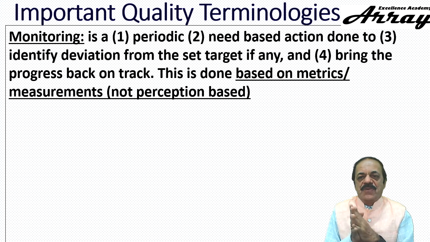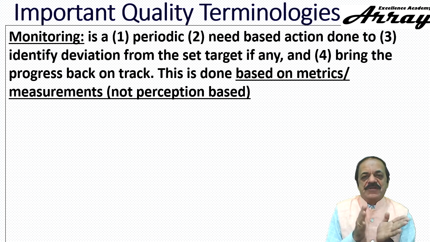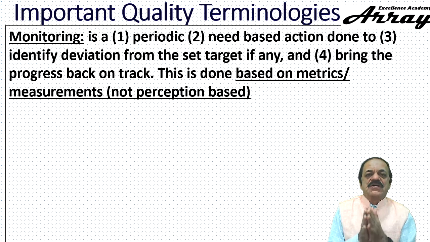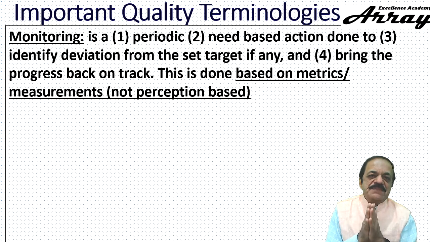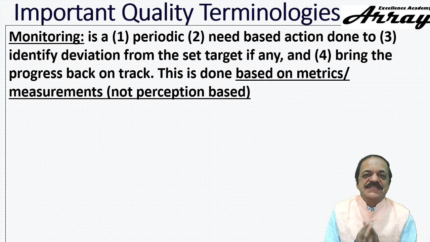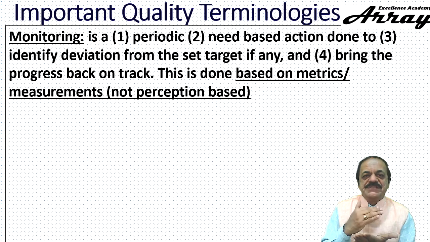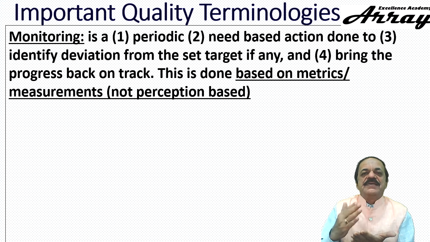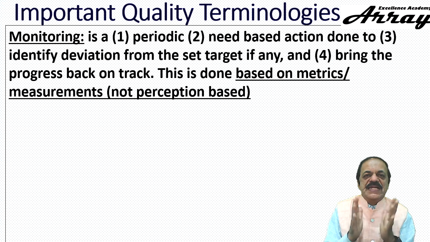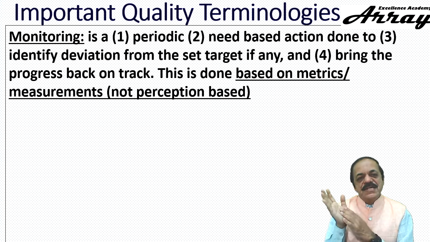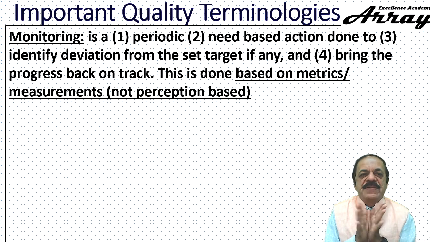And point number 4, what is the purpose? Bring the process back to track through corrective actions, root cause analysis and corrective actions. This is done based on metrics. Please remember, monitoring should not be based on perception. It should be based on one particular measure or yardstick, which is easy to understand, easy to check, and recognize any deviation quickly, or even convince management with the data that yes, there was a deviation, this is the problem, and now we need a corrective action and so on. So monitoring is not perception based.